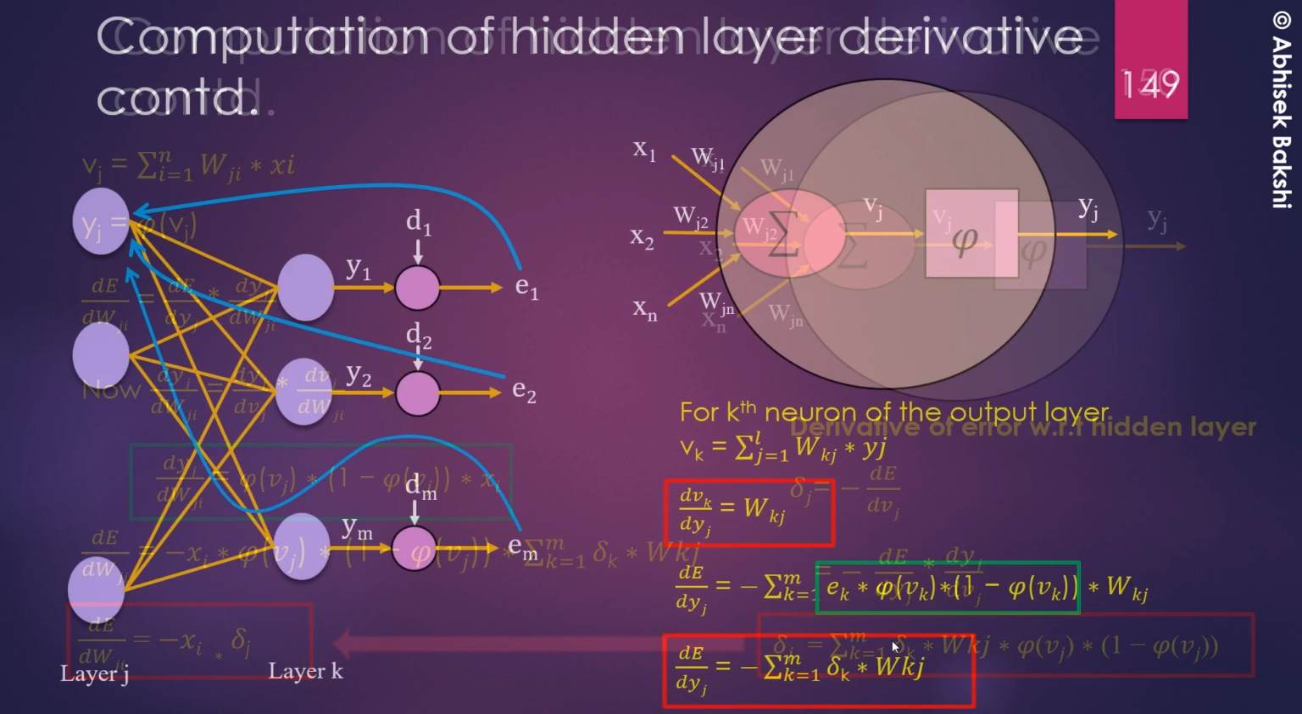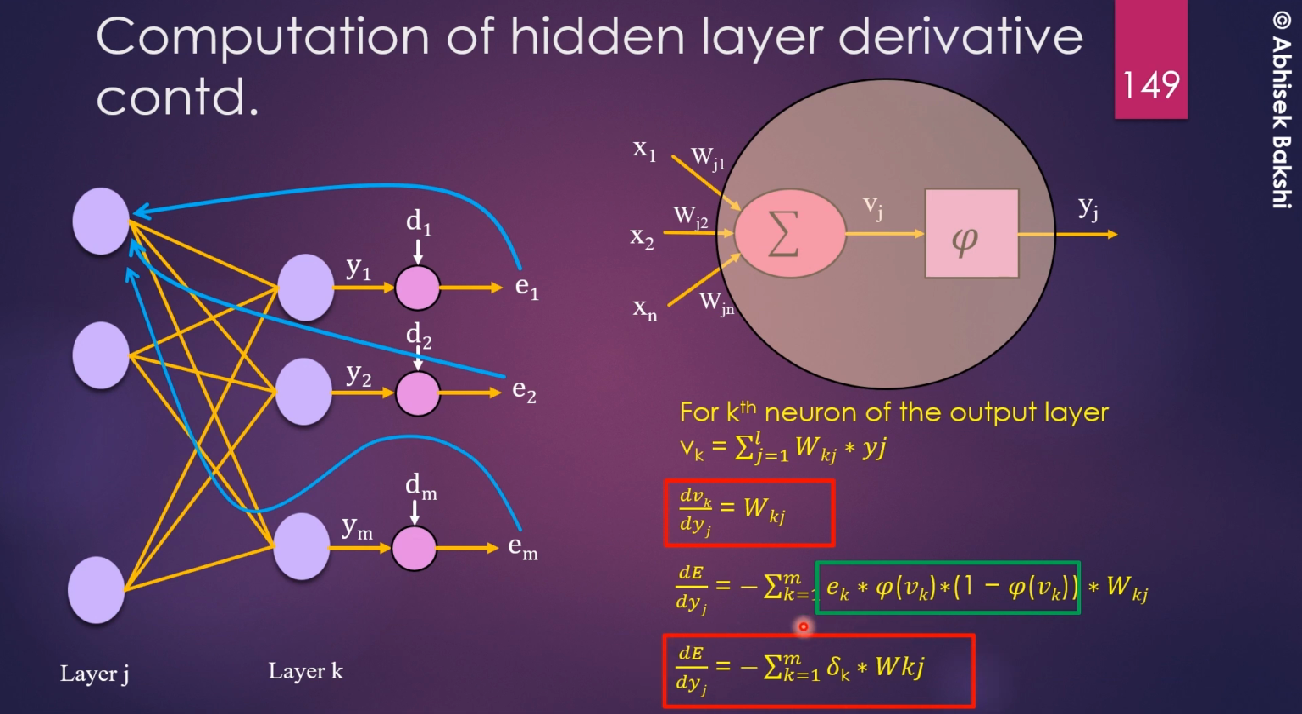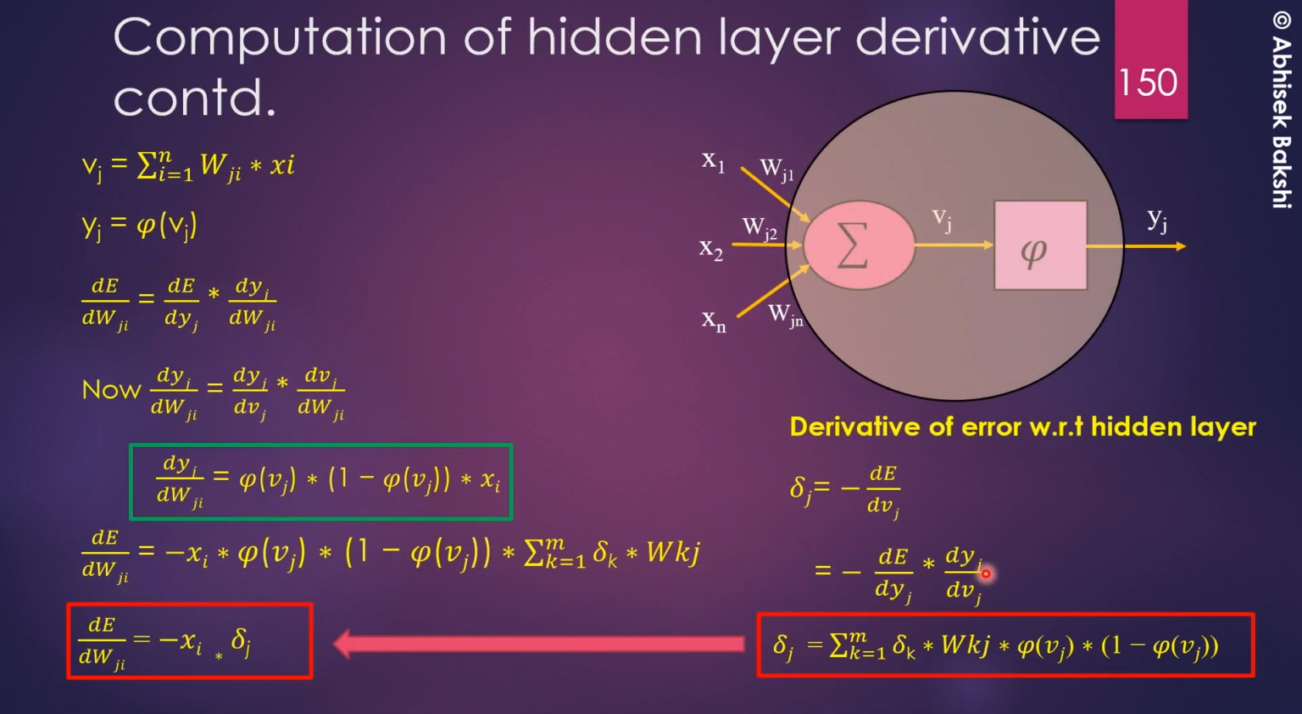This one, right? And the derivative of yj with respect to vj, I think that is also already calculated. Yes, that is nothing but the derivative of the sigmoid function. You see here, the derivative of yj with respect to vj means the derivative of the sigmoid function, which is yj into 1 minus yj. And this is the delta k. So these become delta j.